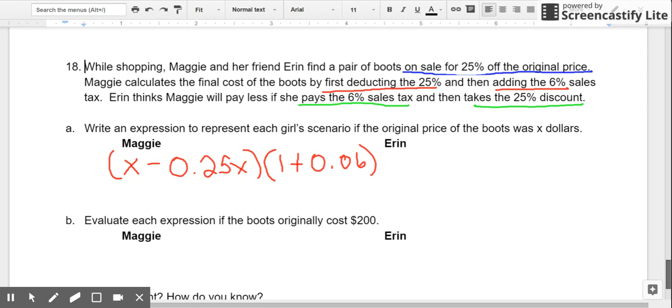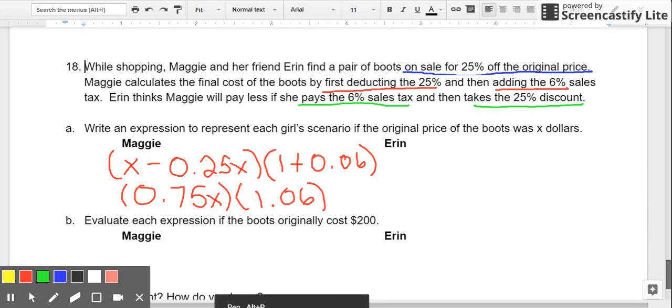All right, so Maggie's expression is a little complicated. What I'm going to do is simplify both parts of the expression. So my first part of the expression, X minus 0.25X, I know that that's the same thing as 0.75X because I'm taking one whole X and taking 1/4 of an X away. And the second term in the expression, 1 plus 0.06, that simplifies to 1.06. So Maggie's expression is 0.75X times 1.06.